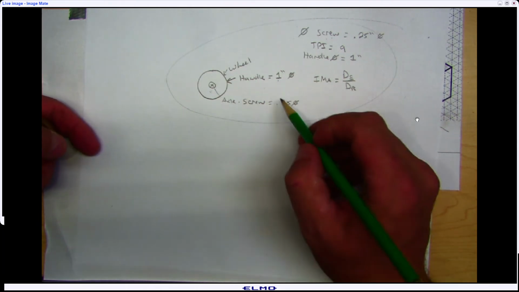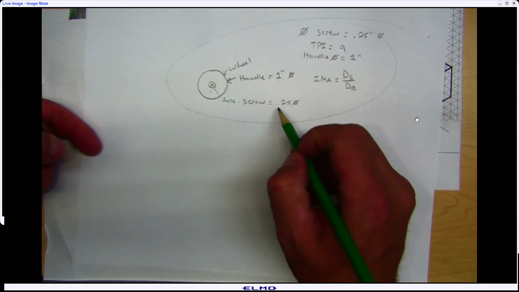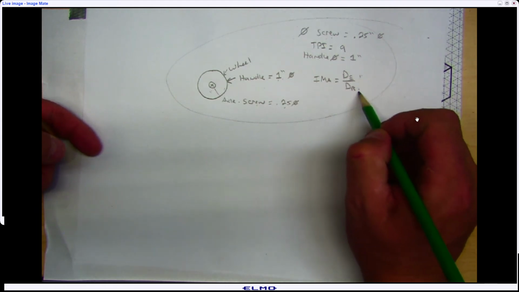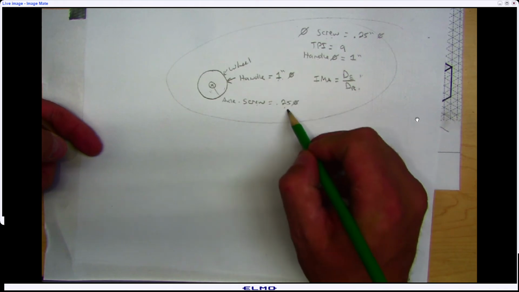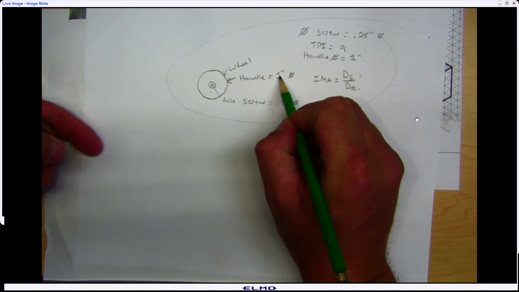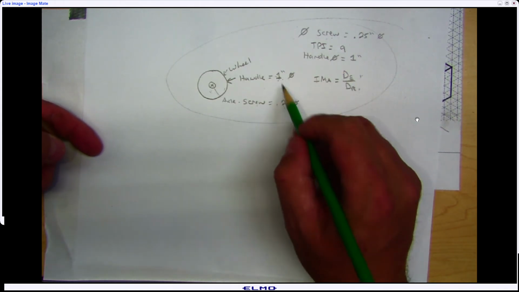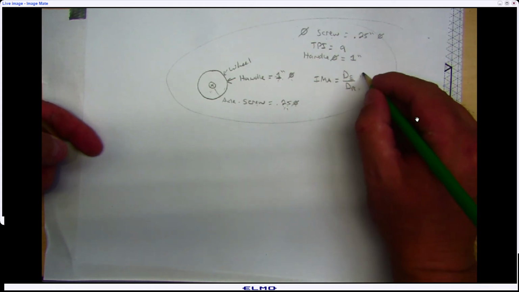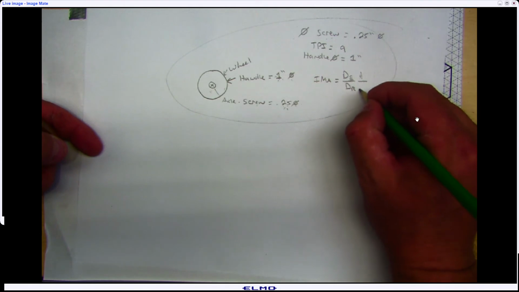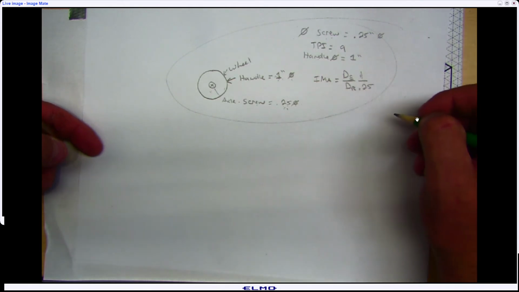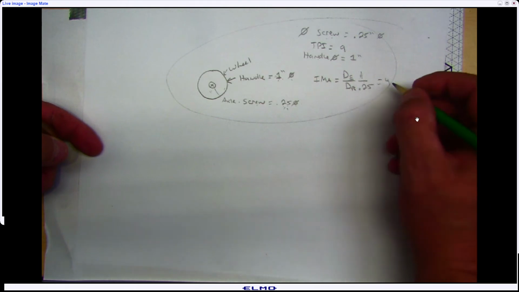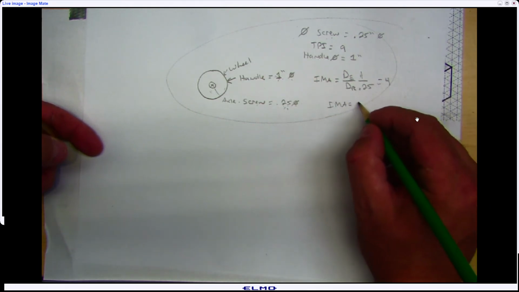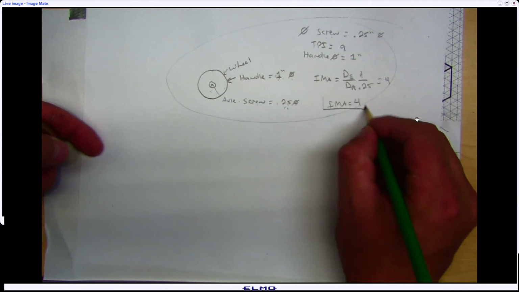Since I have the diameter of the wheel and the diameter of the axle, I can compare those two distances. If I had radius up here, I'd better use radius down here. If I had circumference up here, I'd better use circumference down here. As long as I'm using the same measurement type, I can do 1 divided by 0.25, which equals 4. So my IMA for this first simple machine, the wheel and axle, is 4.